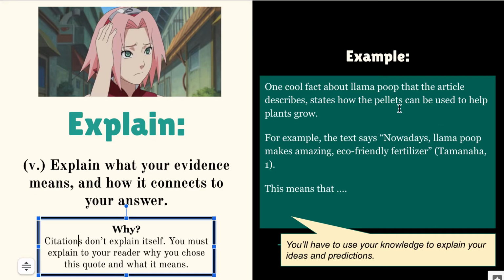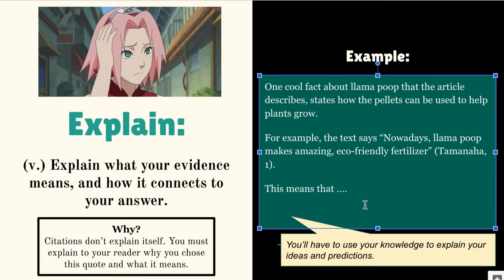So, here I have one of our sample answers that we wrote here. One cool fact about llama poop that the article describes states how the pellets can be used to help plants grow. For example, the text says, "Nowadays, llama poop makes amazing eco-friendly fertilizer," Tamanaha 1. Now I have to explain that. This means I need to think to myself, what does this quote here mean?